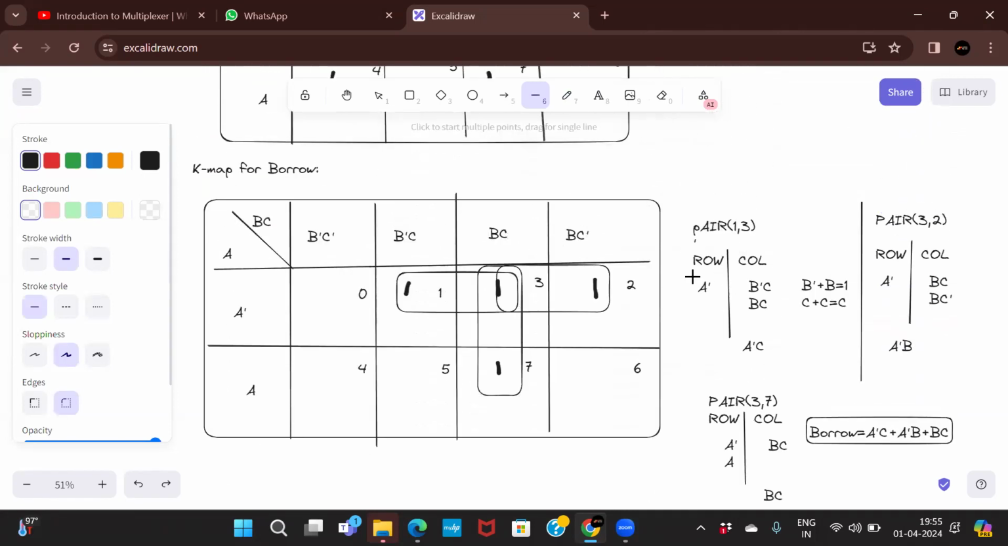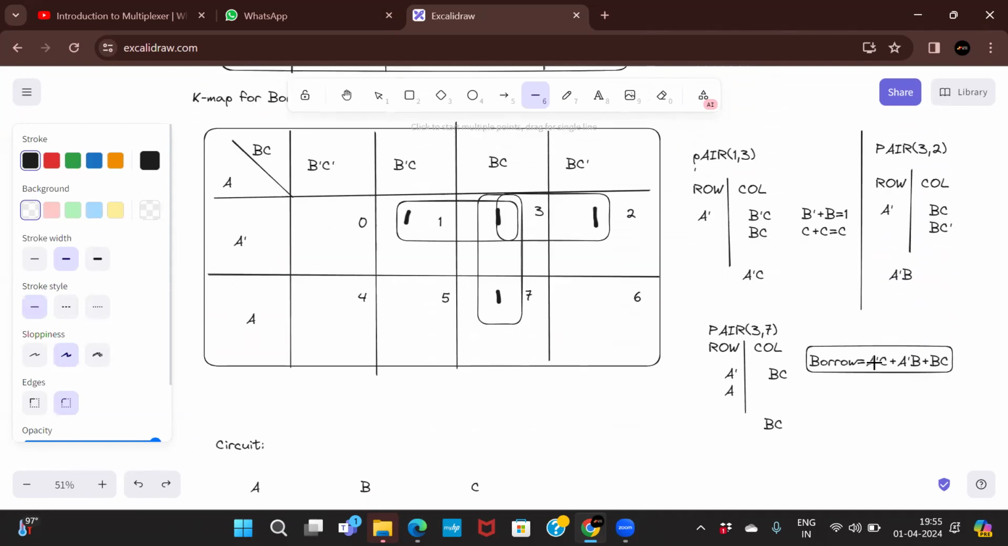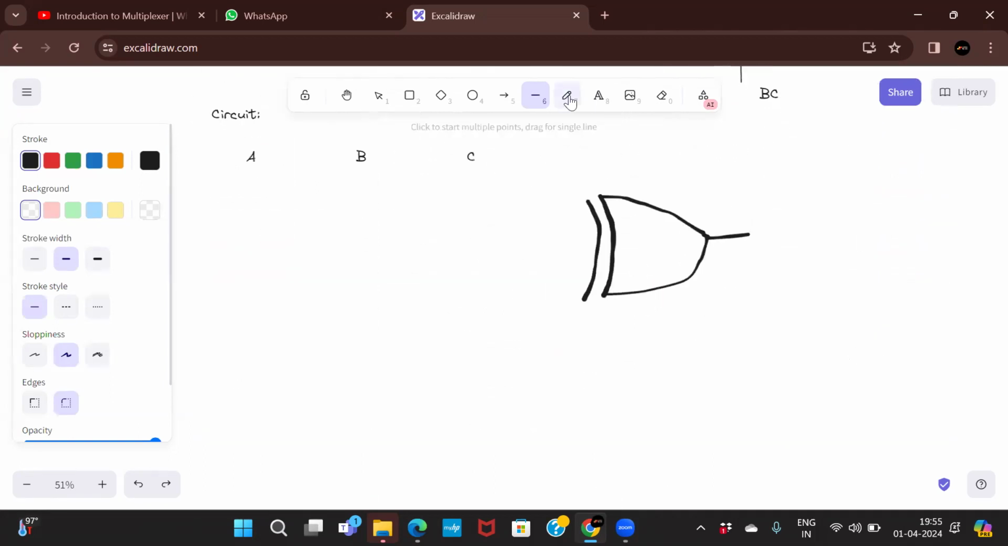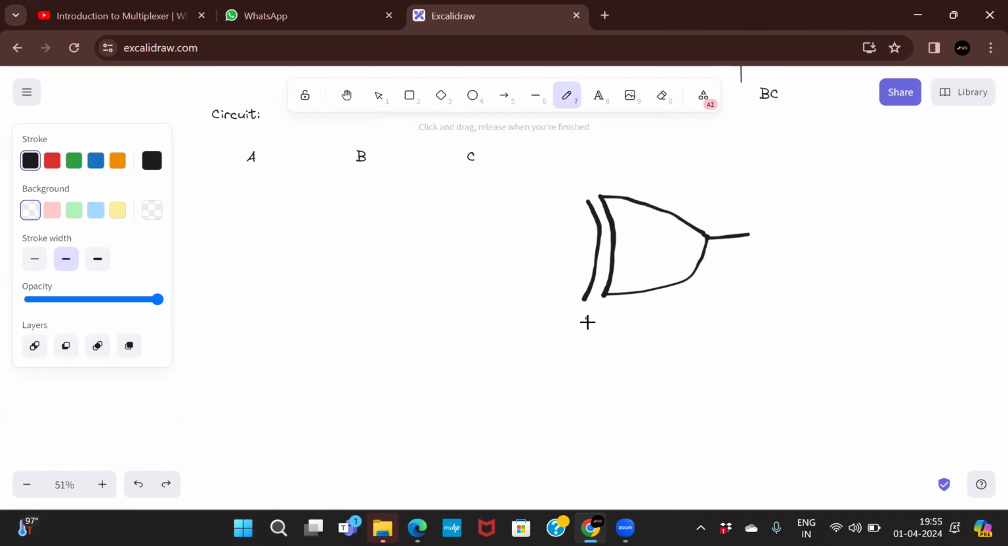And similarly, how many gates do we require for borrow? You see the expression A bar C plus A bar B plus B C. So three AND gates. I'm designing three AND gates.